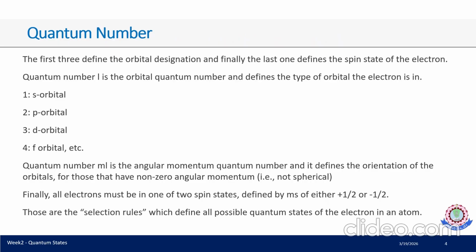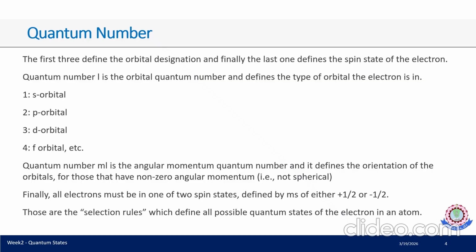Quantum numbers. Inside quantum simulators or quantum computers, the quantum number is going to play a vital role. So here we have four numerical divisions like s orbital, p orbital, d orbital, f orbital, etc. The first three define the orbital designation, and finally the last one defines the spin state of the electron.